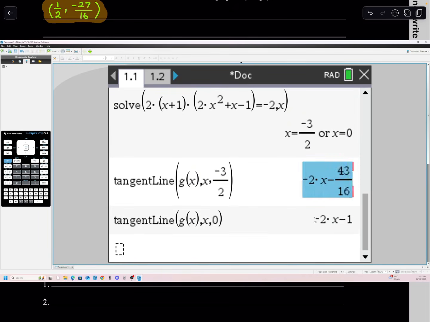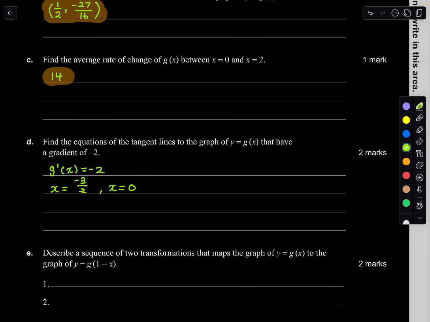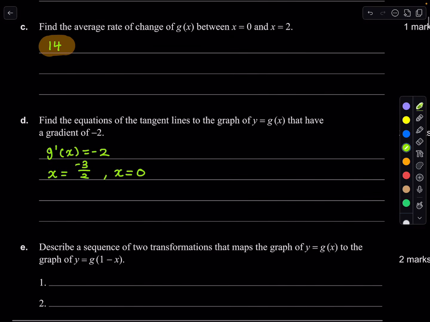And this is your two equations of a tangent, where you can see that the gradients of these tangents, so negative 2x, is negative 2. I hope that makes sense. Beautiful. Let's write those down, those two equations. So we can say, I'm going to call it y1. So the first tangent, for example, is just negative 2x minus 43 over 16.